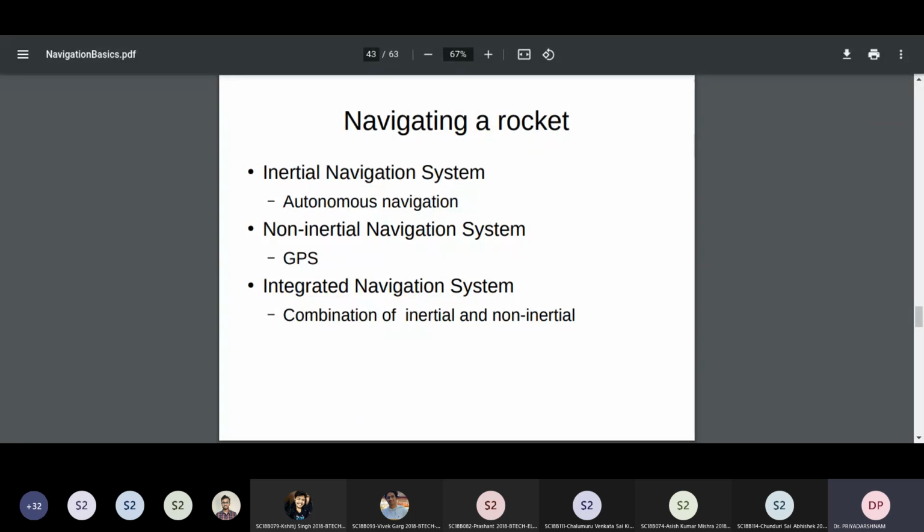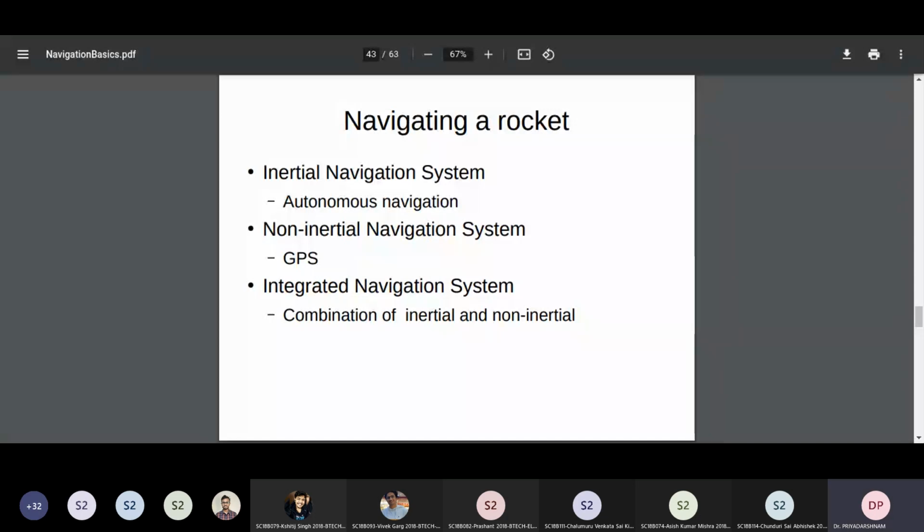If you know the direction of the movement and the speed at which you are moving, or the acceleration in that direction, you will be able to integrate and find out the position where you are by knowing where you were when you started. That is called autonomous navigation, which is very important in the case of missiles, because once you fire it, it should not request ground support to reach the destination.